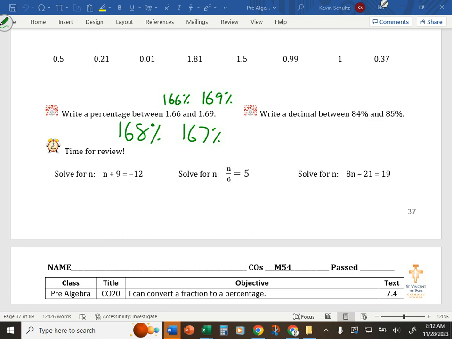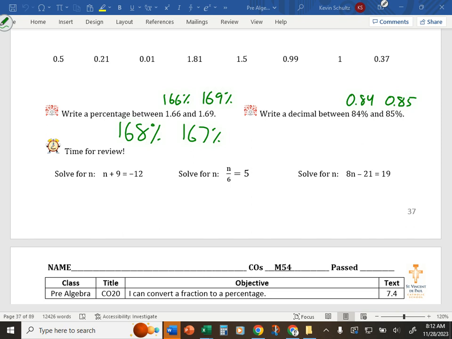The next one, write a decimal between 84% and 85%. This will be a little bit trickier. Is it possible? So 84% is 0.84. 85% is 0.85. What would a decimal be that is between those two values, Aiden? You have to move the 84 over to the ones place and then add a decimal after that.